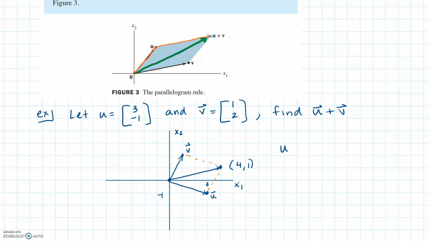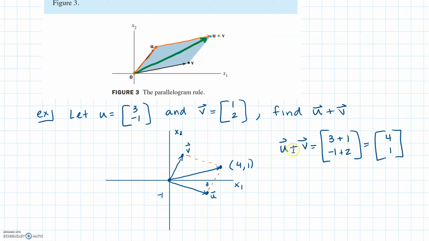And notice if I do take U plus V, and I add the entries, 3 plus 1, -1 plus 2, that would be (4, 1).